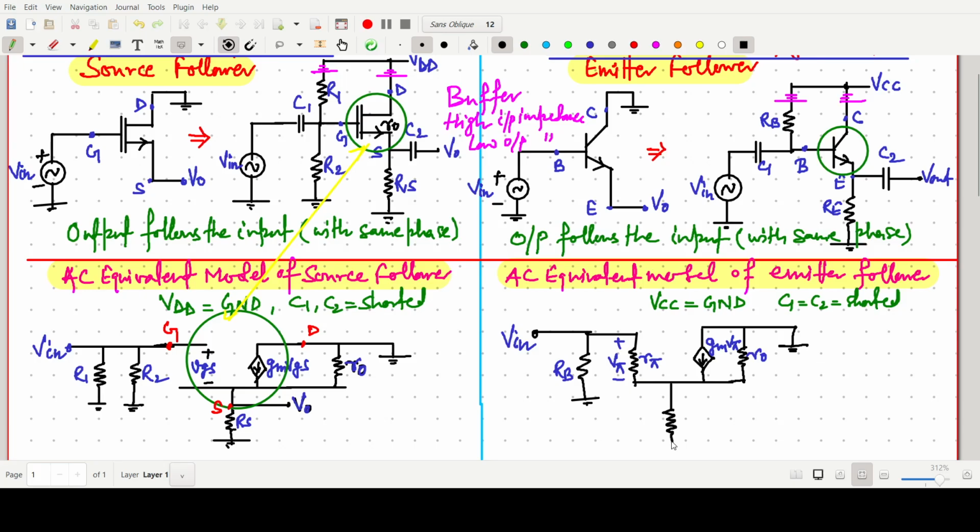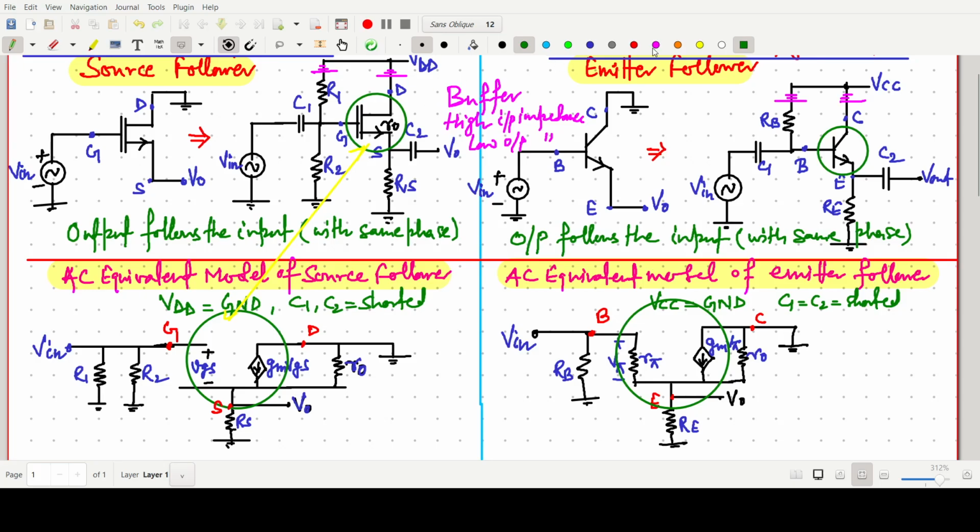I have already made a separate video on both emitter follower and source follower. So here I am just drawing R E, and this should be our V naught, okay, and here we can say this terminal is our base, this we can say the collector side, emitter side.